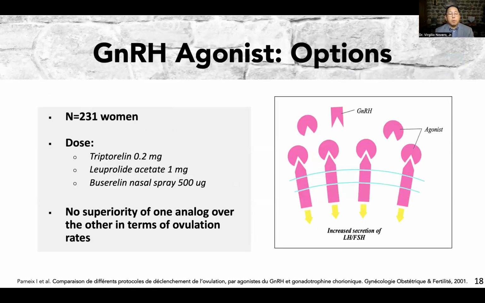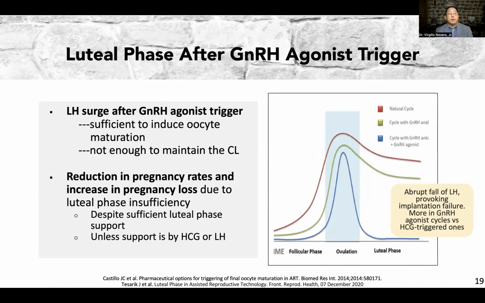In a study comparing the different types of GnRH agonists, triptorelin, leuprolide, and buserelin, they found no superiority of one analog over the other in terms of ovulation rates. But your GnRH agonist trigger is only sufficient to induce oocyte maturation. It is not enough to maintain the corpus luteum. And because of this, there is a reduction in your pregnancy rates and an increase in your pregnancy losses. And this is mainly because of your luteal phase insufficiency.